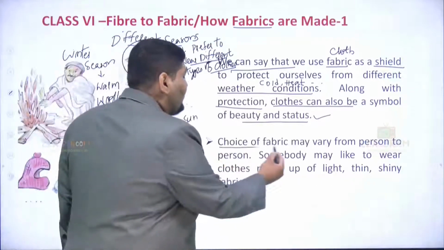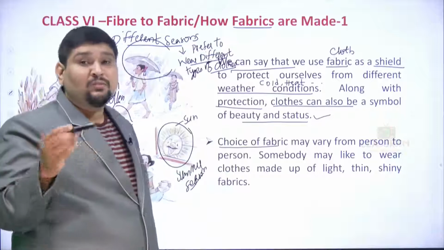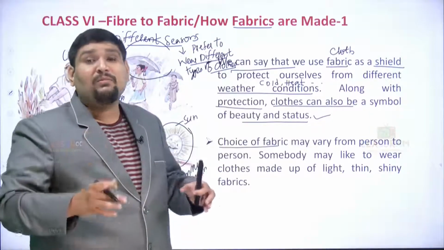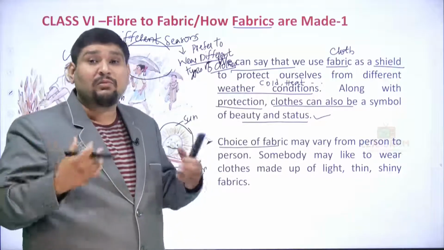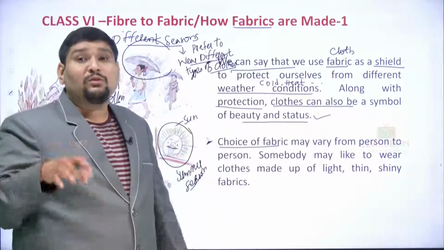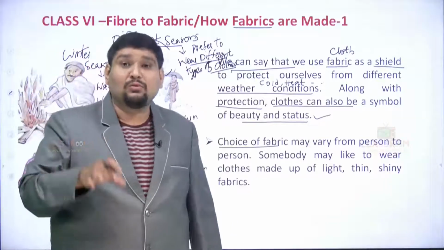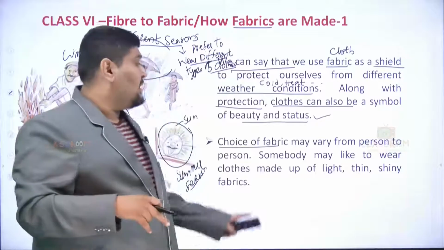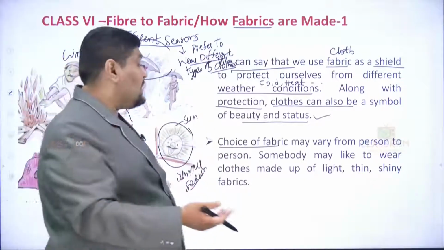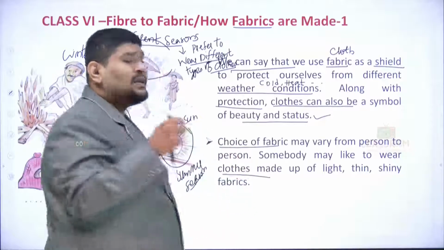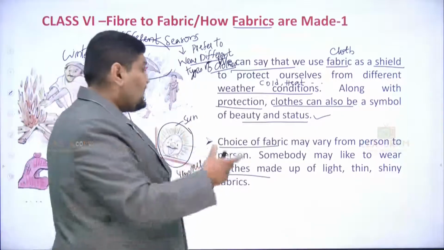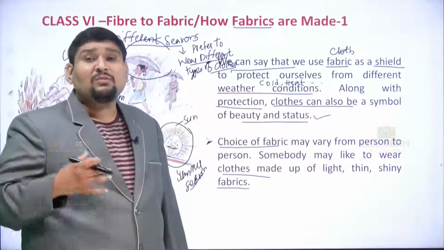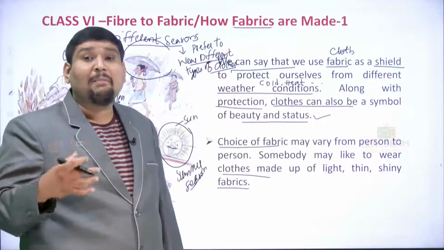The choice of fabric may vary from person to person, because everyone doesn't wear the same type of clothes. They have their own choice, their own preference, their own use. So depending on the use, they go for the usage also. That's what you are going to learn here. Some may like to wear clothes made only of light-weight, light-colored, thin, shiny fabric. So there are different forms. So how are these different forms of fabrics made?